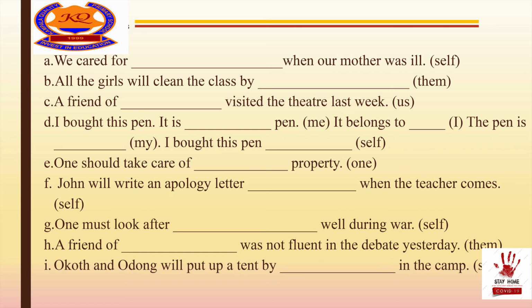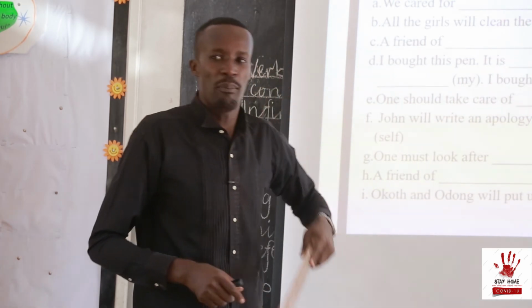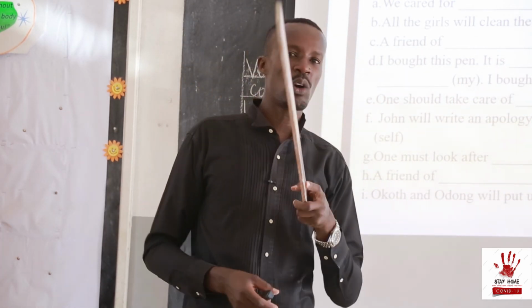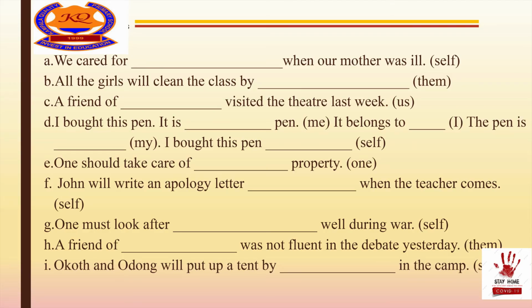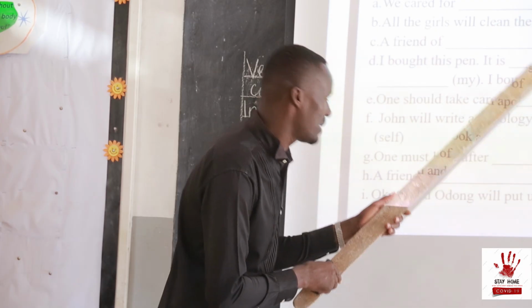So we need a possessive pronoun in its objective form. So this sentence will be a friend of ours. Because we say, our friend will visit us, or our friend visited the theater. Our friend visited the theater. A friend of ours visited the theater.